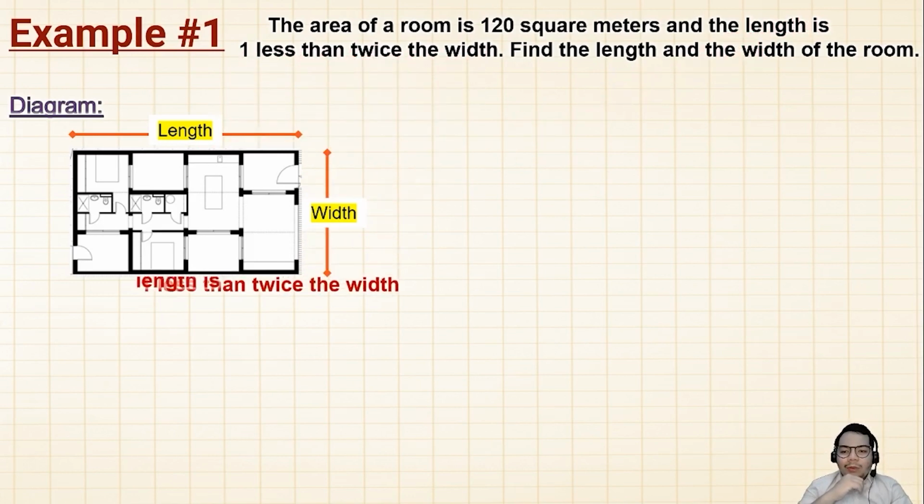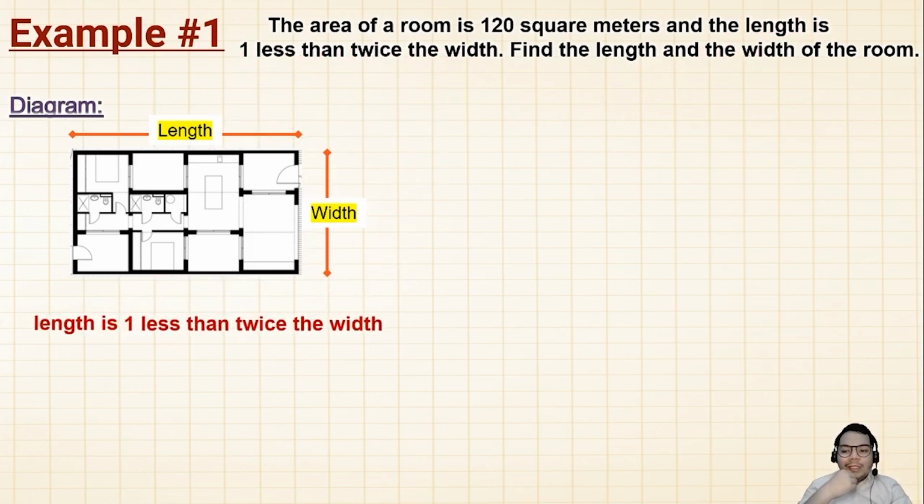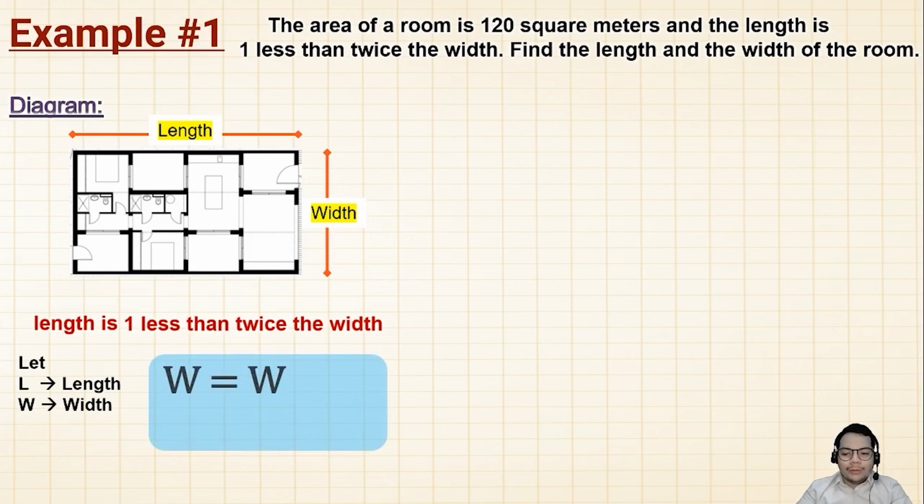At the same time, we have a statement from the given that says length is 1 less than twice the width. So, try natin mag-represent ng variables from the given. We can represent L as length and W as width. So, from the given as well, we can also have this one. So, W is equal to W. We'll try to represent the length in terms of W or width.